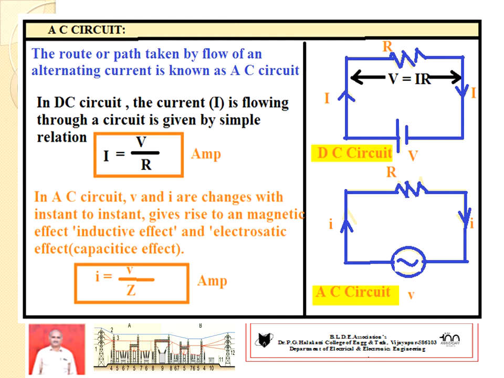Hence, along with the resistance, we have to consider these two effects. Hence, I is not equal to V by R as considered in a DC circuit. Hence, in an AC circuit, considering these two effects, it becomes I equal to V by Z. In general analysis of an AC circuit, I equal to V by Z, where Z is known as the impedance of the given AC circuit. It has the effects of resistance, inductance and capacitance.